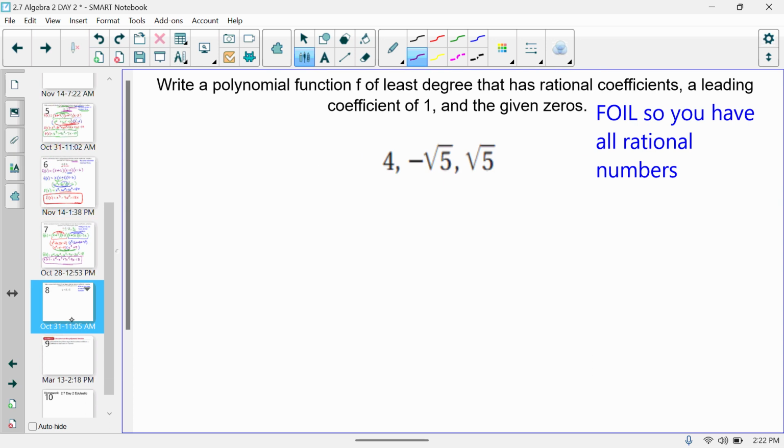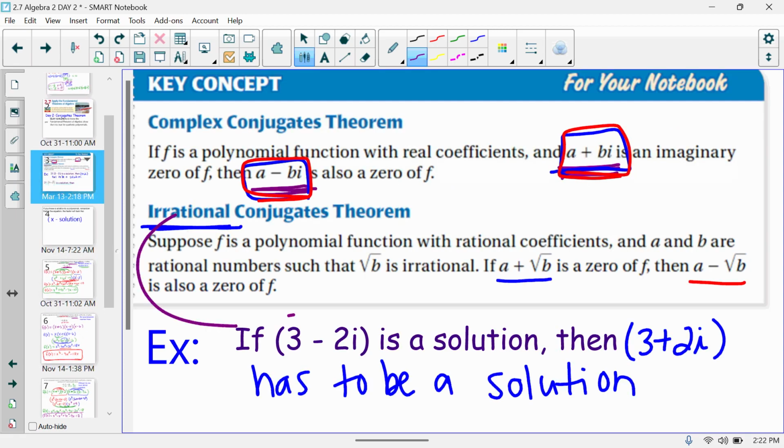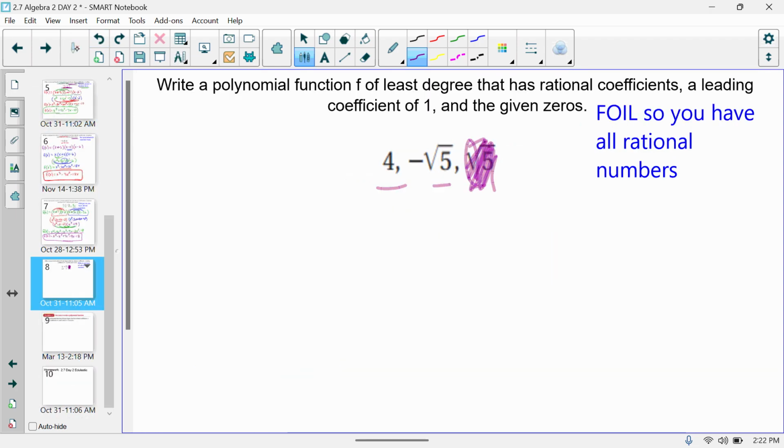Okay, couple more here. Write a polynomial, same question, of least degree that has rational coefficients, leading coefficient of 1, and the given zeros. So it gives us 3 zeros. Now I want to remind you guys, it could have just said this, and you need to think to yourself, because of this theorem right here, if negative radical 5 is a solution, positive radical 5 has to also be a solution. They come in pairs, okay? So again, it might not always give you both of them because you're learning that theorem. So you have to know if one of them shows up, its conjugate has to also be a solution.